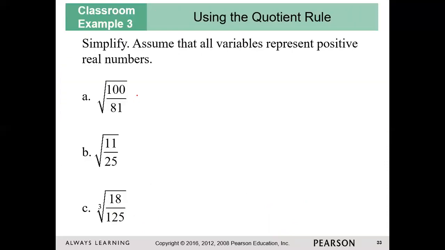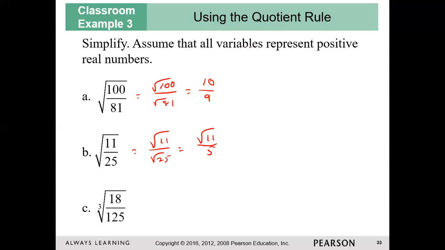All right, so again, this is just going to be the square root of 100 over the square root of 81, which is going to be 10 over 9. Over here, the square root of 11 over the square root of 25. The square root of 11, I have no idea what that is. Wink, wink, wink. And then the square root of 25 is just 5. So this right here is fine.